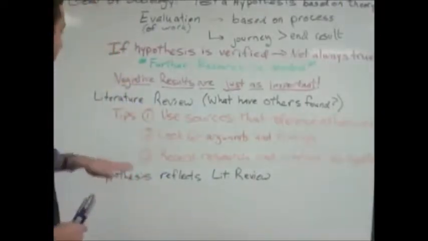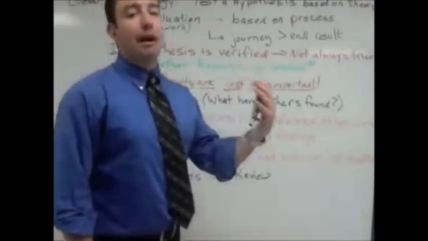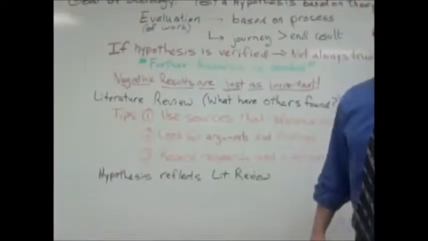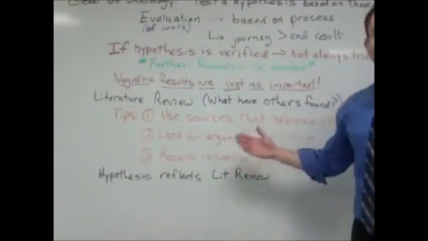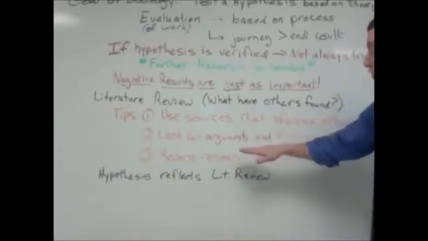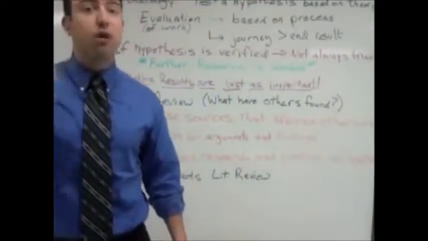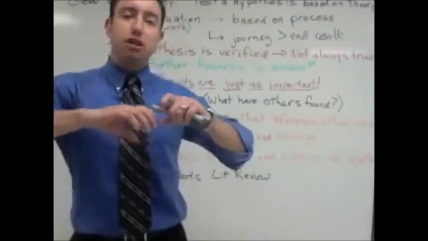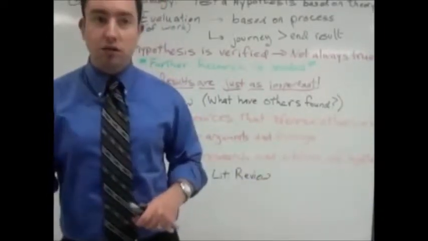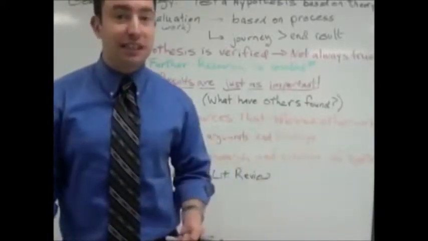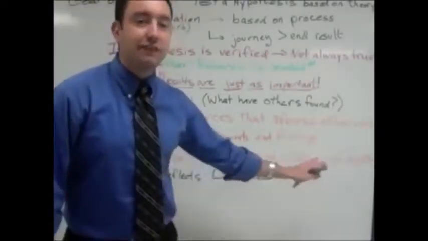The first step to creating a literature review is to think about what have other people found about my topic or about my research questions or about the hypothesis that I have. Here's some tips. Number one, you want to use secondary sources that reference other works. Number two, look for arguments and findings. So when you're reading through these secondary sources, or when you're reading through the sources that other people have completed, I want you to look for what are they arguing and what did they find? Were they right? Were they wrong? Was there significant data that was presented? And then finally, record your research and the citation info together.